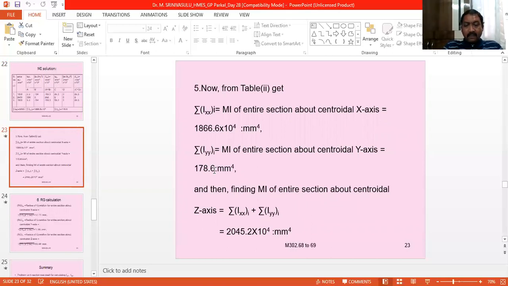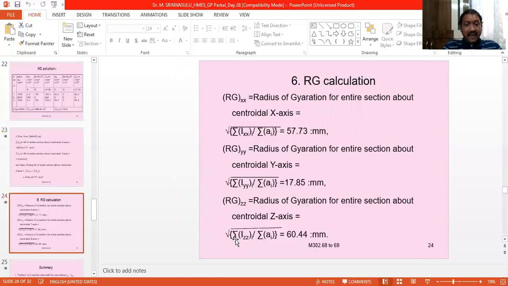Now we can also find it from the formula of the perpendicular axis theorem of the moment of inertia. We know that the moment of inertia about the z-axis is equal to the moment of inertia about the x-axis plus the moment of inertia about the y-axis. So Izz is equal to Ixx plus Iyy. By adding these two, Izz is equal to 2045.2 into 10 power 4. Like this, we can find the Izz also.